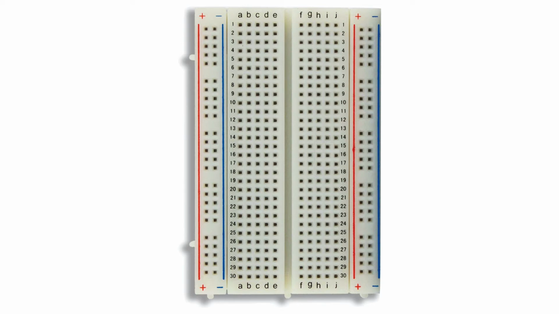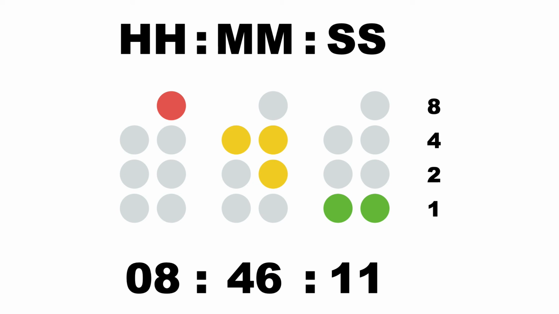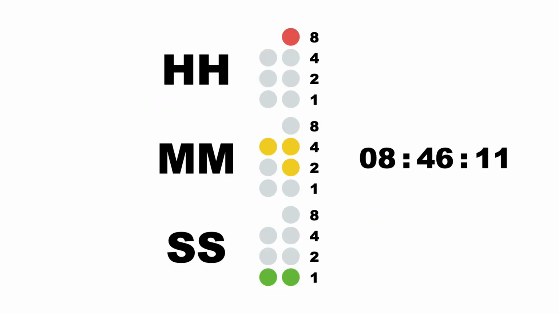So we're going to rotate our breadboard 90 degrees to make it vertical. So likewise, we're going to take that horizontal binary clock and rotate it to be vertical as well. So it's going to go from this to this.